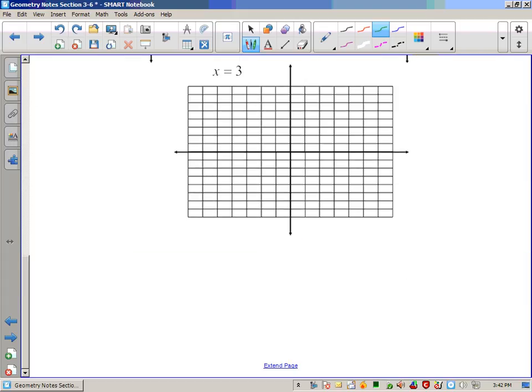This one should take 2 seconds. So x equals 3. The x equals a number line is the vertical lines. So all I need to do is go on the x-axis where x equals 3 and draw a vertical line through that point, and I'm done. That's all I need to do.